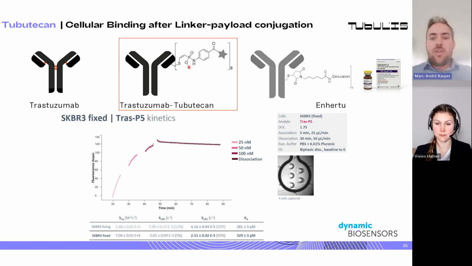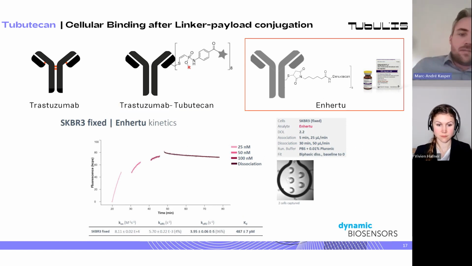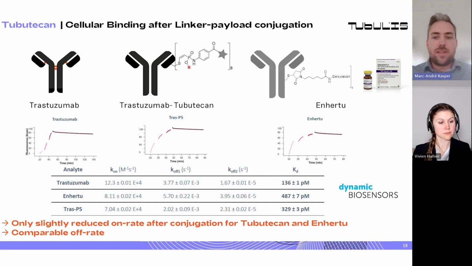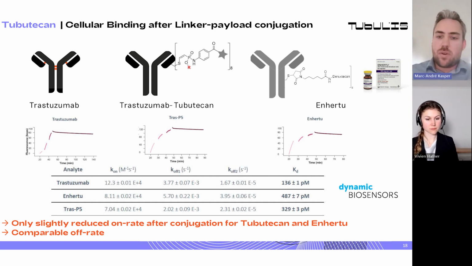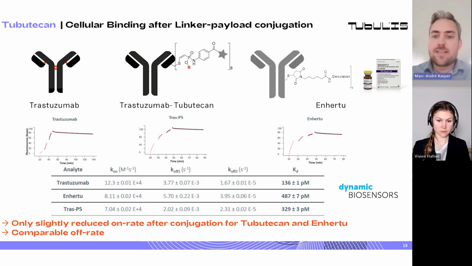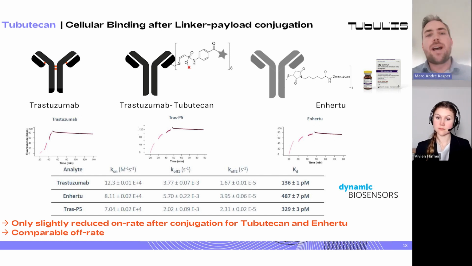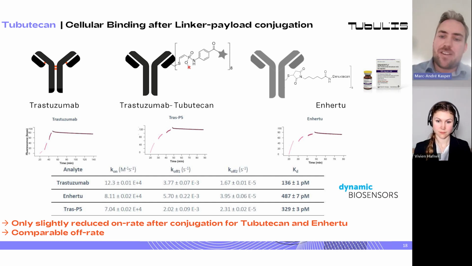We also did this for Enhertu, and it's also similar. This time we only looked at this on fixed cells. And when we now compare all these 3 conjugates, we see that the conjugation has some influence, but it's very minor on the binding affinity of the antibody. And even though we compare ourselves with a material which could go into the clinic, we are still having a better KD compared to Enhertu with a material that we generated in our labs at Tubulis.